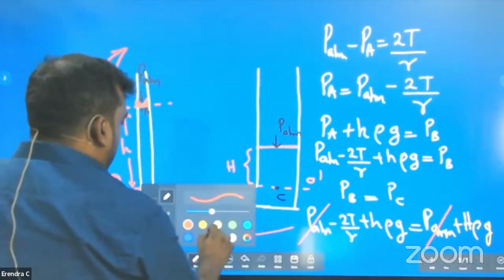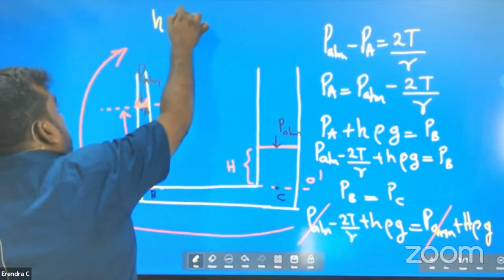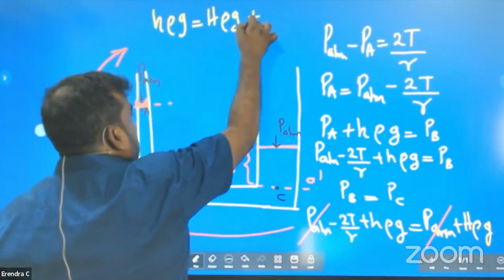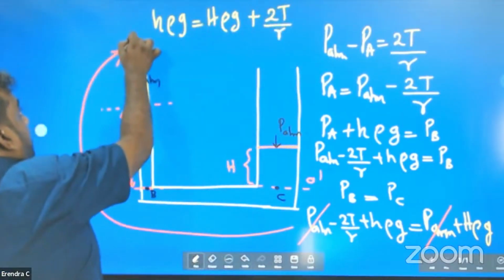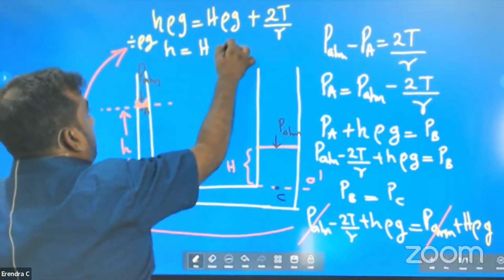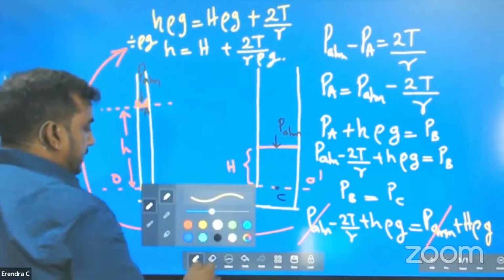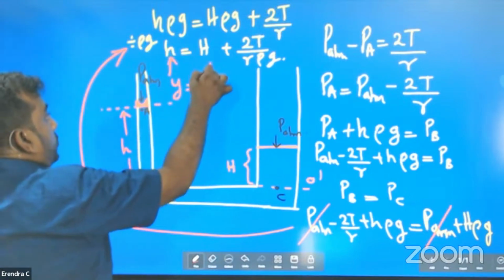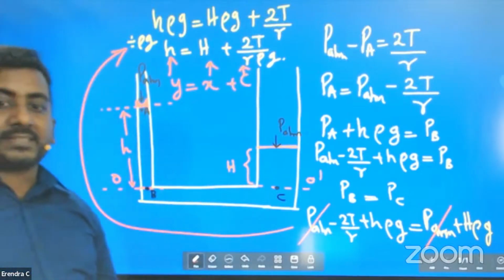Look at the board now. So here, simple h rho g is equal to capital H rho g plus 2T over simple r. Divide everything by rho g. Simple h is equal to capital H plus 2T over r rho g. Please look at this. This graph is of the form y is equal to x plus c.